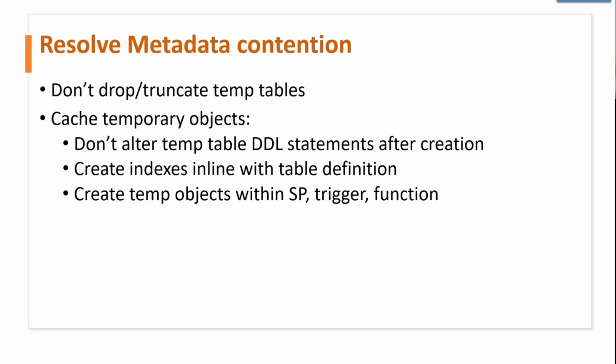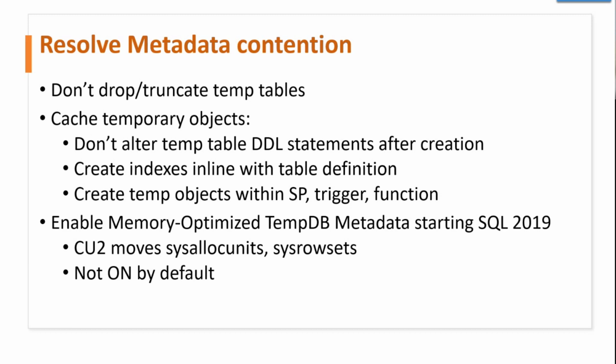So once you're done with tuning the query, there is another feature called the in-memory TempDB metadata feature, starting with SQL 2019. What this feature does is move all the heavily utilized system objects to memory optimized objects. So when they become memory optimized, what happens? All those tables become latch free and lock free. And that way contention can be reduced.